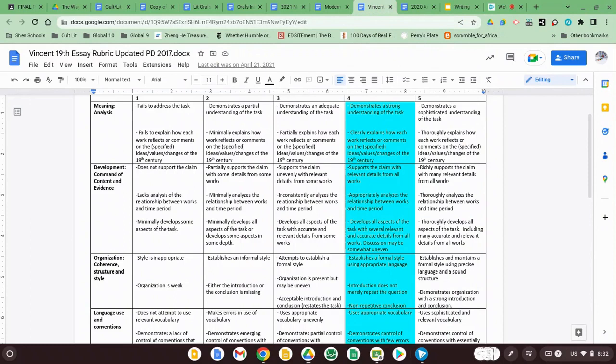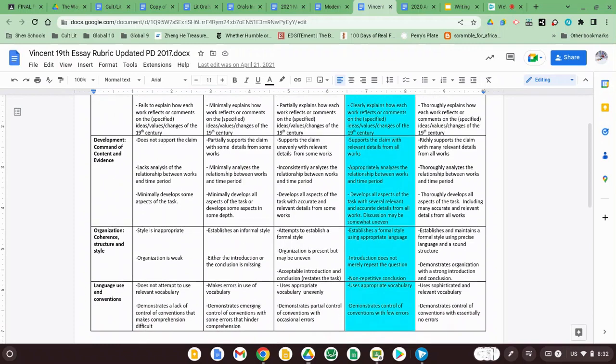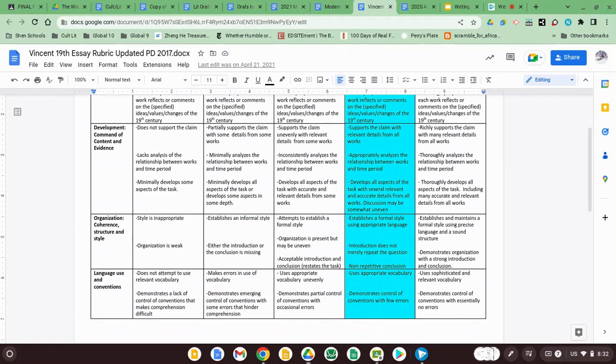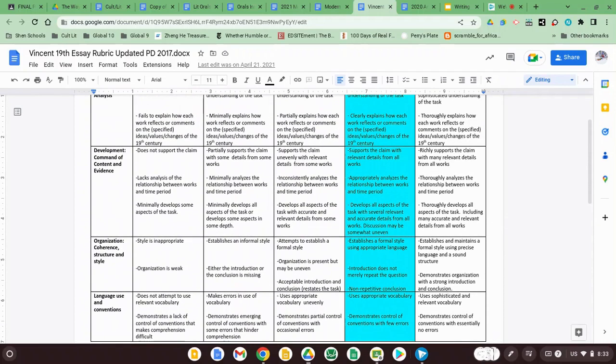Their rubric looks like this. So we've divided it into, how well do they address the task, and what kind of analysis are they offering? Are they really explaining how each work reflects, comments on, and analyzes what's going on at the time period? We look at the level of evidence that they provide for us. A lot of the time, the kids are very good about providing detail because we allow them to come into the assessment with a graphic organizer, but they're not so great at maybe analyzing why that information supports the prompt. We also look at organization and structure, and also language use and conventions. So you can see that this is really a blend of social studies and English writing styles.